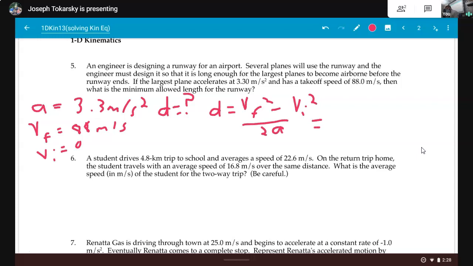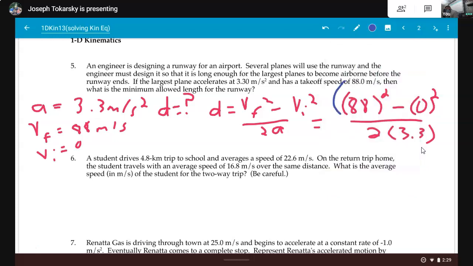Plug in the numbers, that's going to be 88 squared minus 0 squared divided by 2 times 3.3. Again, if you want to plug that all at once in your calculator, you would put parentheses around the whole top and the whole bottom. And we would find that D equals, if we calculate it correctly, 1,173.3 meters.